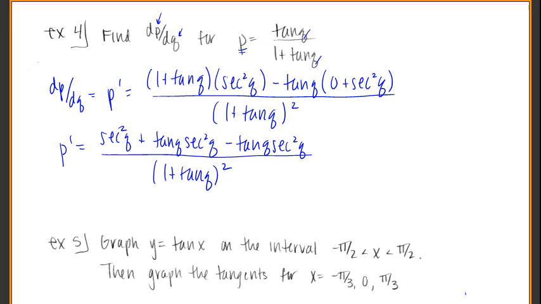So a positive tangent secant squared cancels with the negative tangent secant squared, and what we have left is p prime is equal to secant squared q over 1 plus tangent q, all of that squared.